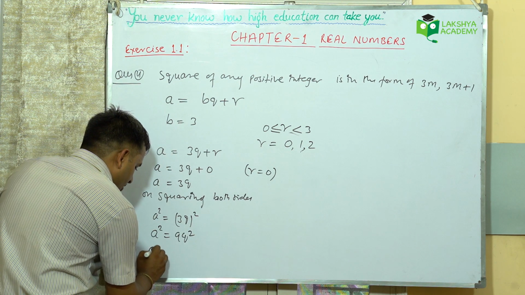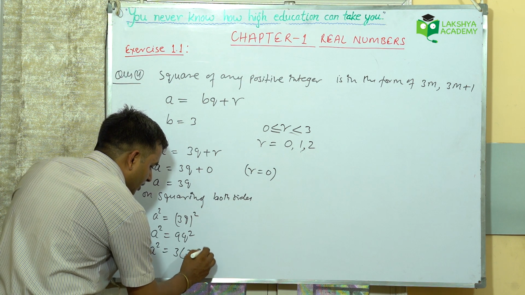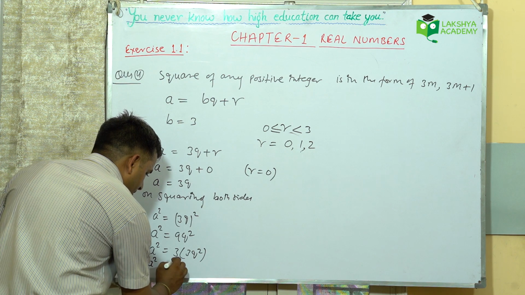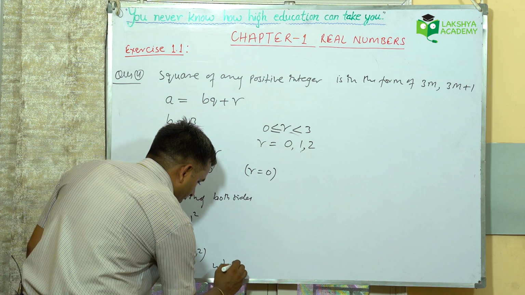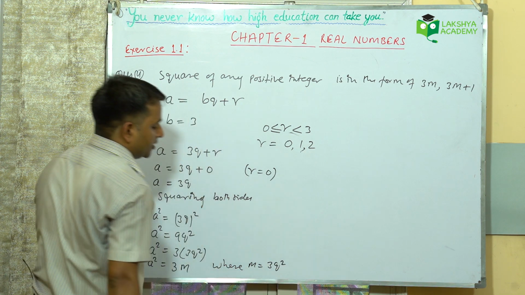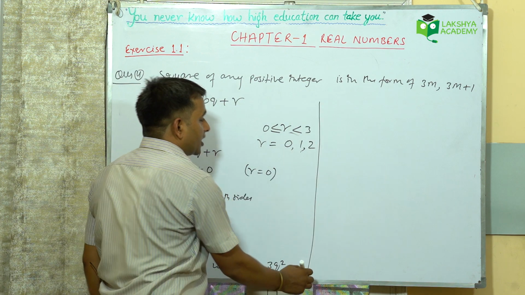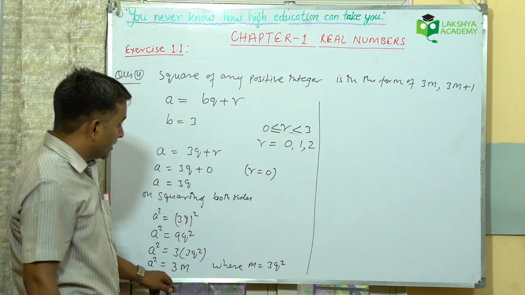We can take 3 as the common factor. A square equals 3 times 3Q square. Rewriting it, A square equals 3M, where M equals 3 times Q square. So we got the first expression, that the square of any positive odd integer is in the form of 3M.